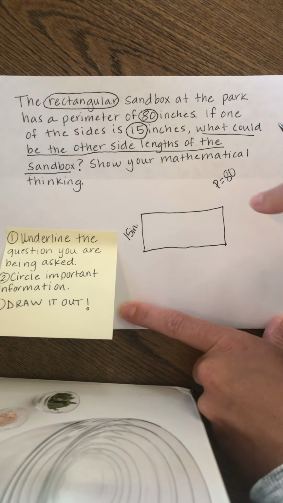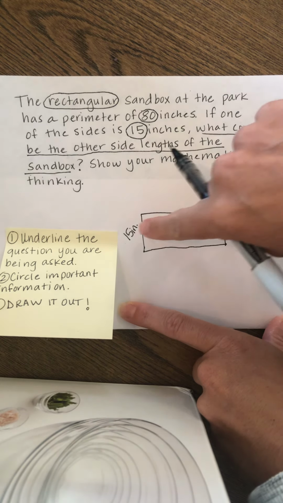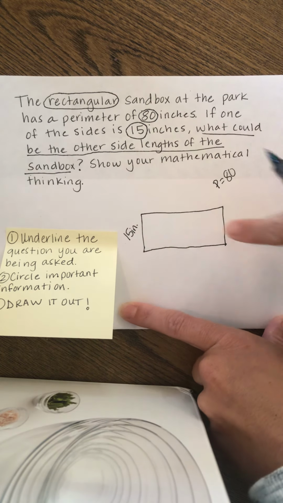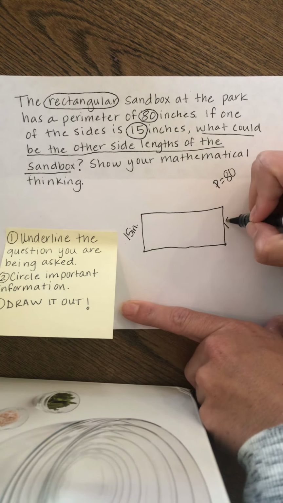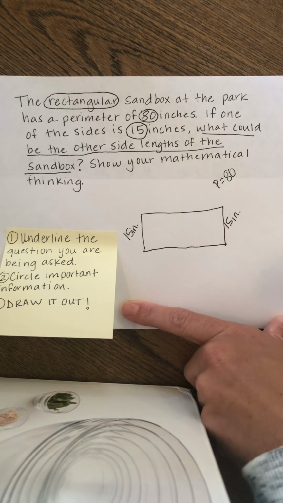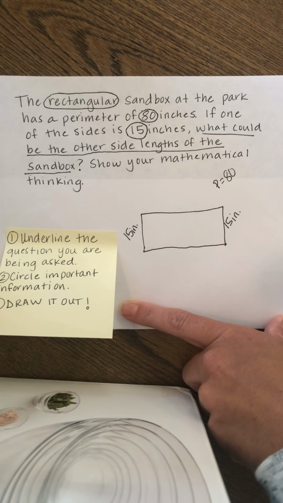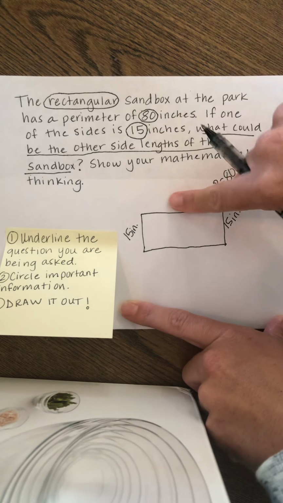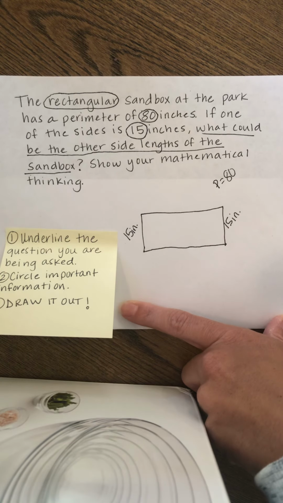Well, this is a rectangle, so I know that if this side equals 15, then this side also equals 15 inches, because with a rectangle, opposite sides are congruent. So that means the left and the right are the same or equal, and the top and the bottom are the same or equal. So that's all the information that I know so far.